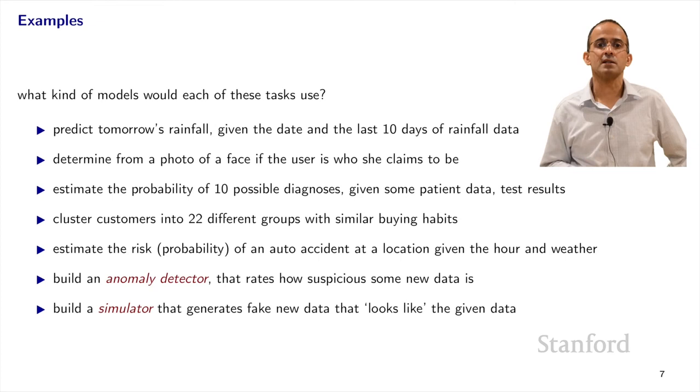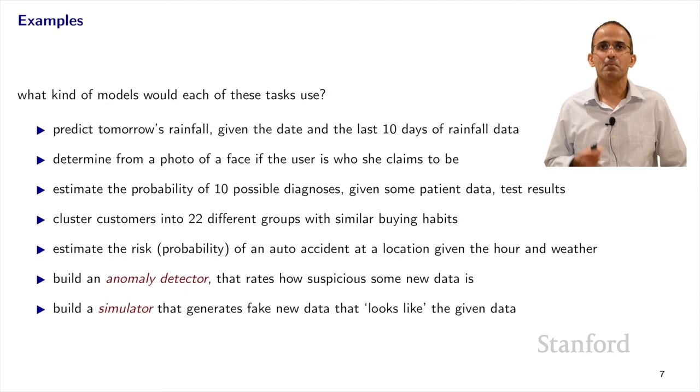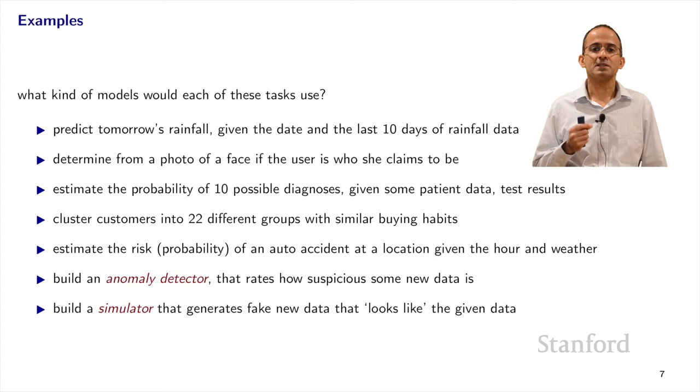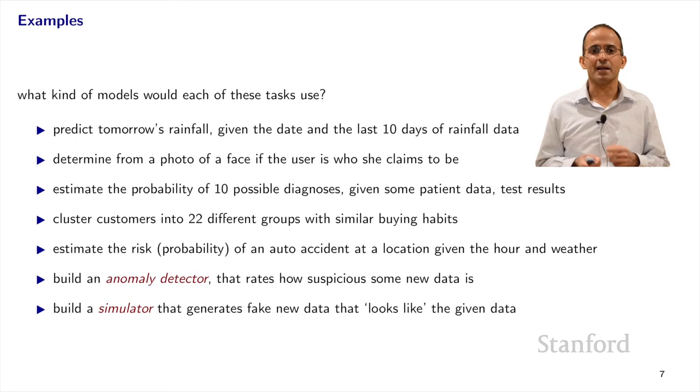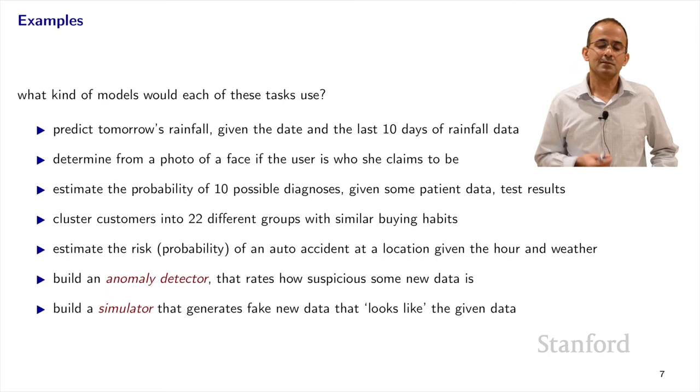Here's a different example. We'd like to cluster customers into 22 different groups with similar buying habits. Now, this is interesting because we don't have an idea of what possible buying habits are. What we have is for each customer a list of what they bought. But just describing somebody's buying habits as a list of what they bought, that could be anything. If we think about all the different products that a store might sell, one person buys a particular subset of them, another person buys a different subset of them. Two people might not have apparently much in common.